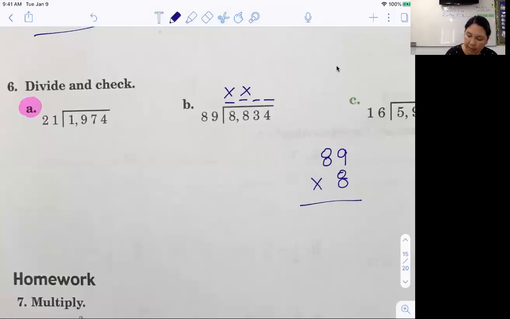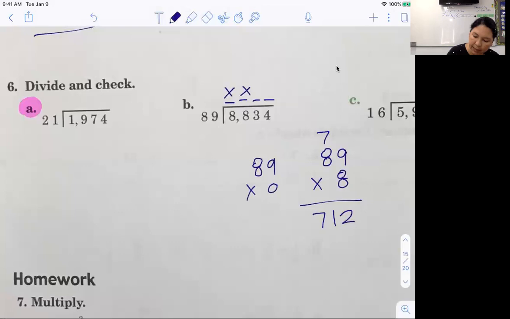9 times 8 is 72. 8 times 8 is 64. 64 plus 7, 64 in my head, 64, 65, 66, 67, 68, 69, 70, 71. That's not as close as I thought, so I'm going to try one more.